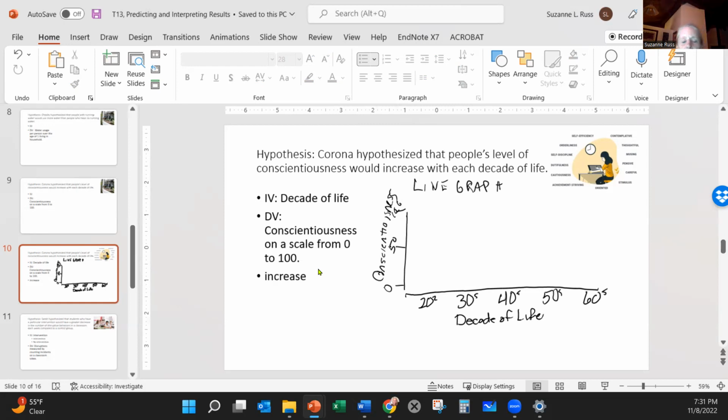And let's go ahead and put some marks. So in a line graph, we're not going to have bars. So we're just going to put points. And let's say that we start at average conscientiousness.